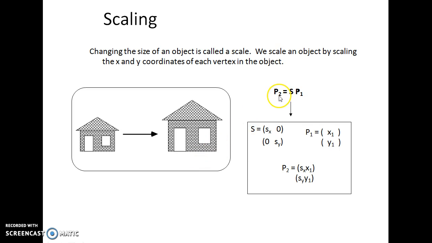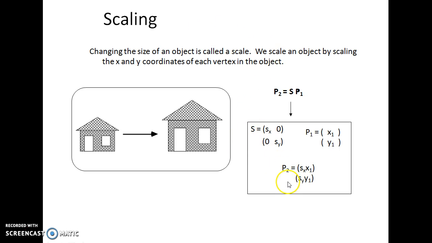Now see the equation for the scaling here. P2 is equal to S times P1. Now S is equal to Sx 0 and 0 Sy, and P1 is equal to your x1 y1. P2 is equal to Sx x1 and Sy y1. Now see here it is a multiplication of the matrices. In the previous case when we translated the object, we added the matrix. Now in scaling we are multiplying the matrix.